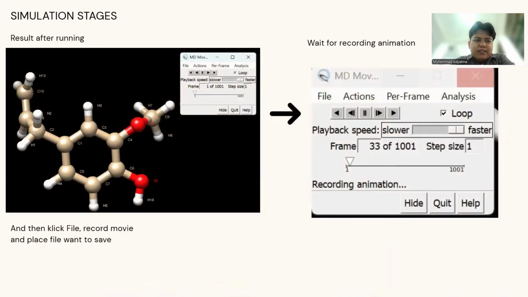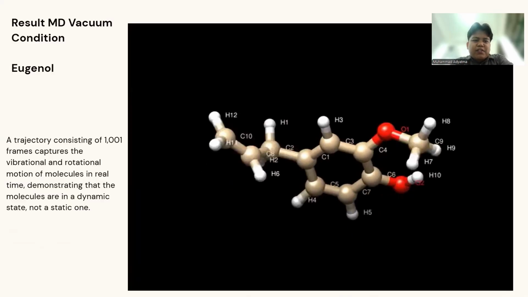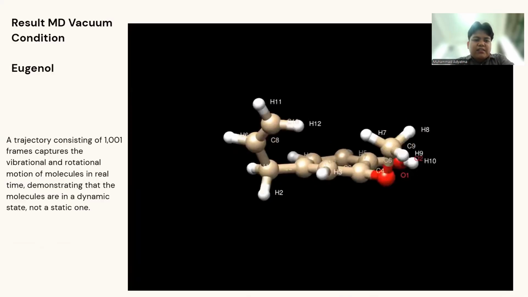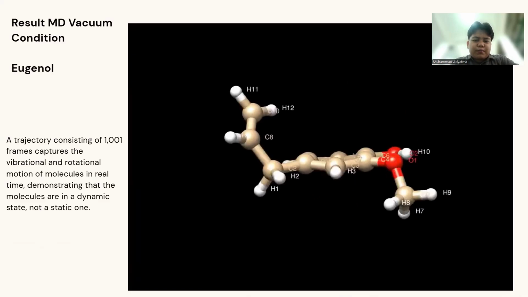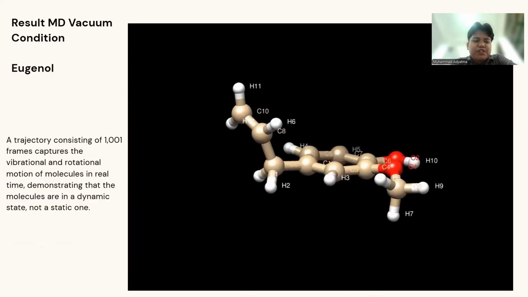After the run, click the file, record the movie, and press file to save. Then open the recording animation. The next is the result of the vacuum condition. It consists of 1001 frames captured. It represents the motion of the molecule in real time, the molecule moving dynamically, not a static one.